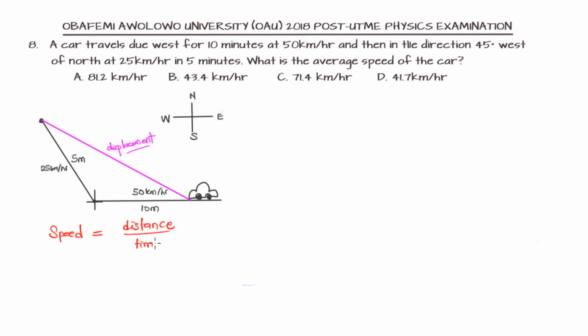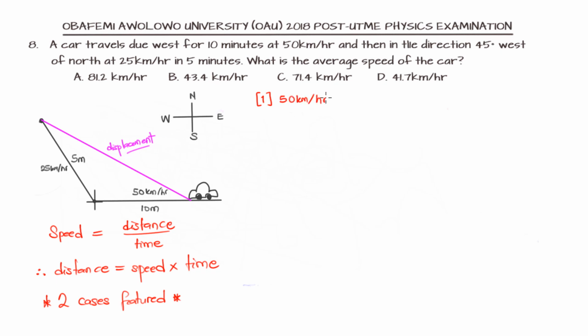We know that speed is a scalar quantity, and speed is given as distance over time. So from that formula, the distance is speed multiplied by time. So all we need to do in this particular question, we don't need to bother ourselves with the direction. It's just that we are to take the two case scenarios, the first journey at 50 km per hour and the second at 25 km per hour, find the distance and then evaluate the average speed of the car.